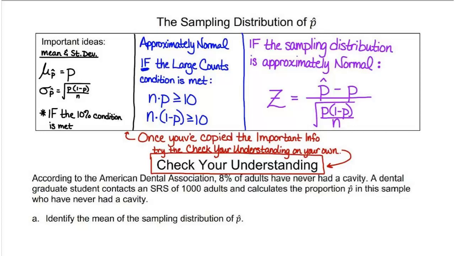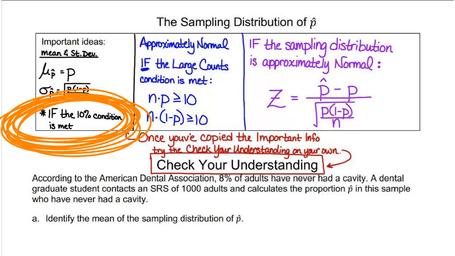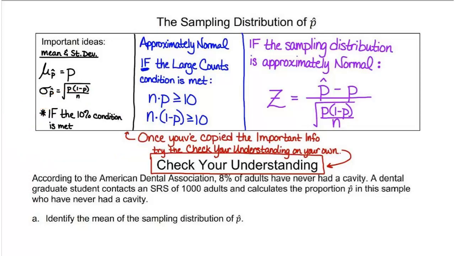All right, so for p and p hat, mean and standard deviation, the mean of p hat is whatever p is, so whatever the population proportion is. Sigma of p hat is the square root of p times 1 minus p divided by n. I can only use these formulas if the 10% condition is met. If I don't have independence, if I haven't met the 10% condition, I can't use those formulas at all. So this is super, super, super important.